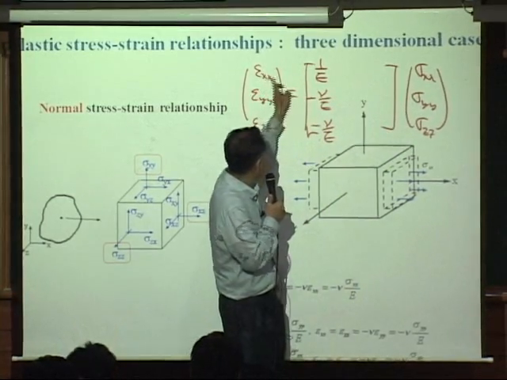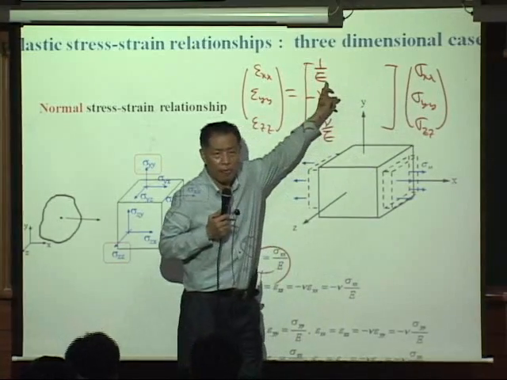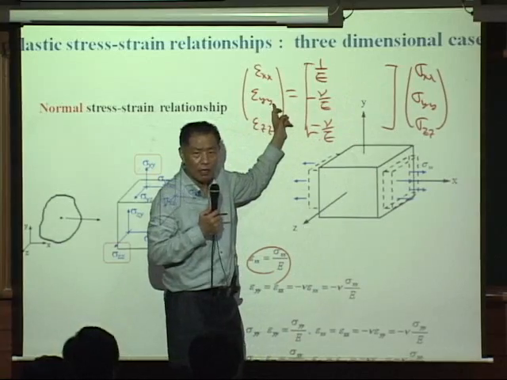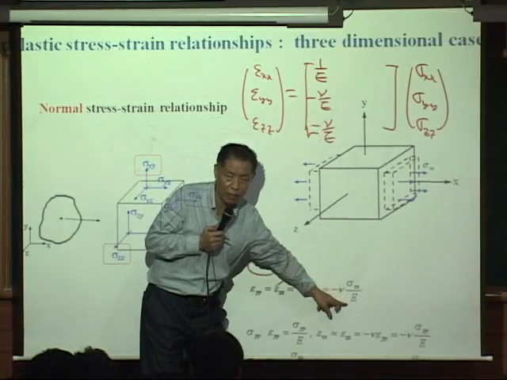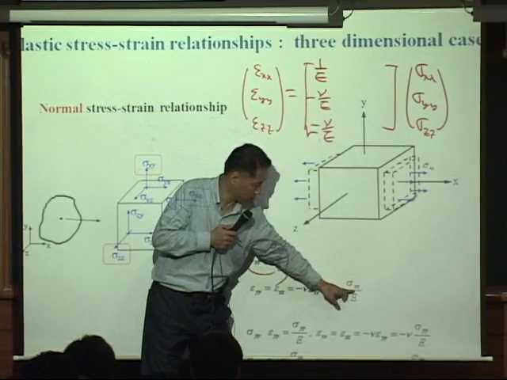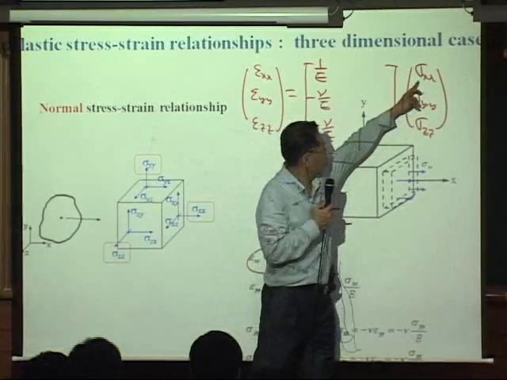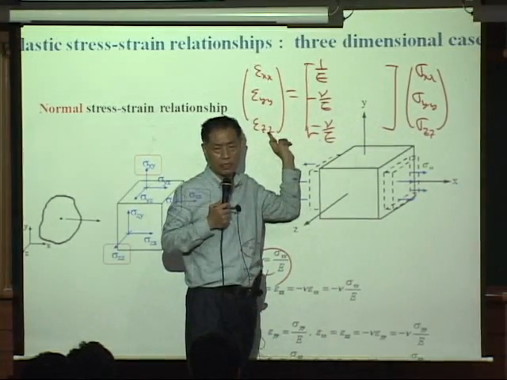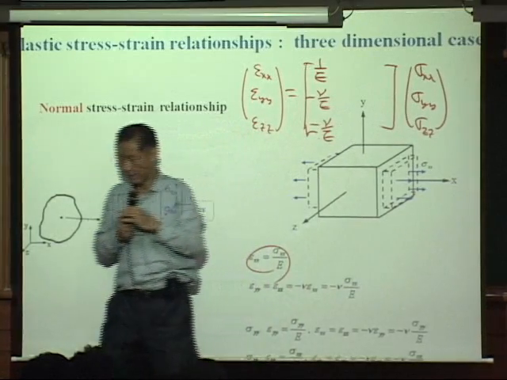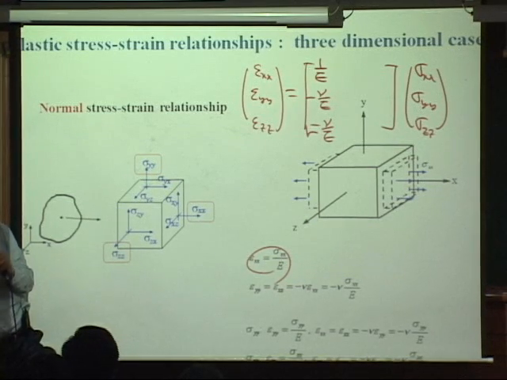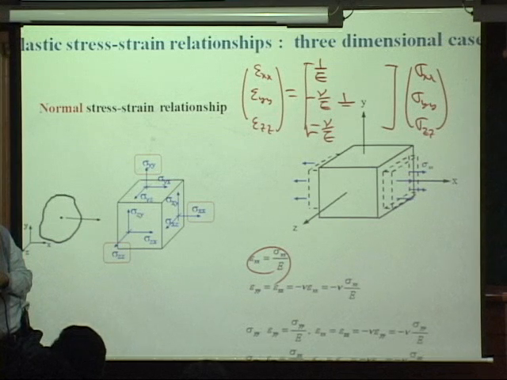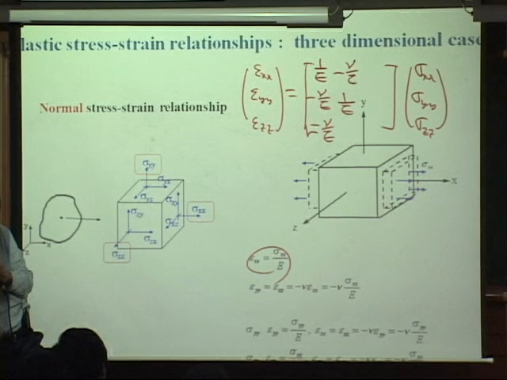the epsilon xx times this one, and epsilon yy. Now you need to have a Poisson's ratio. Remember, you have a Poisson's ratio divided by Young's modulus times the sigma xx, right? So times this one, and same for epsilon zz. Now, how about if you apply sigma yy? What are you gonna have? You're gonna have 1 over E, and this one will be minus mu over E, minus mu over E.